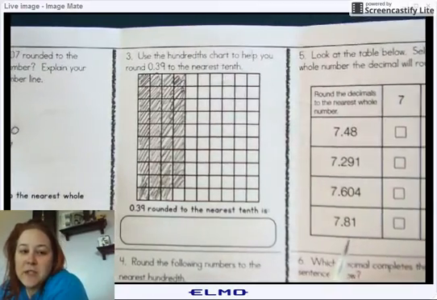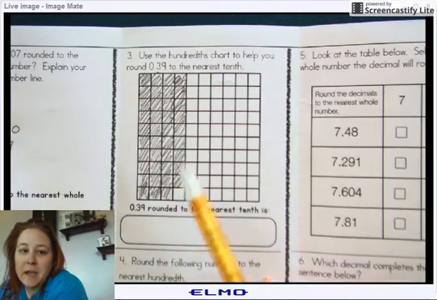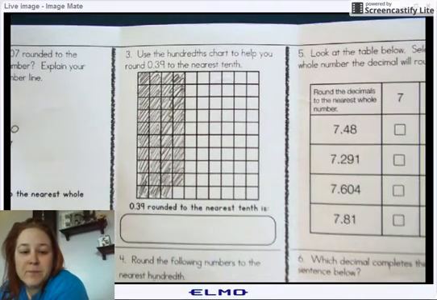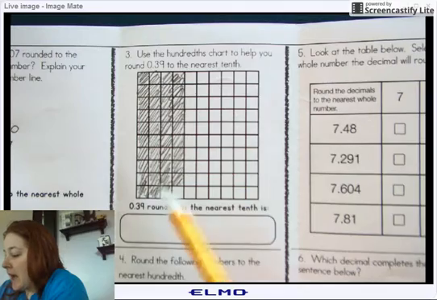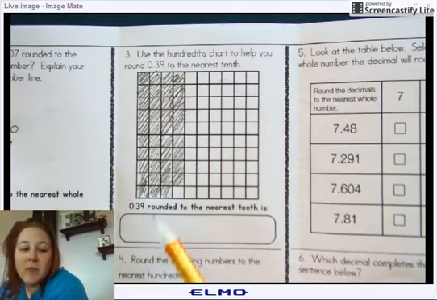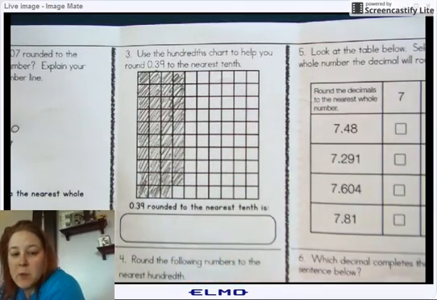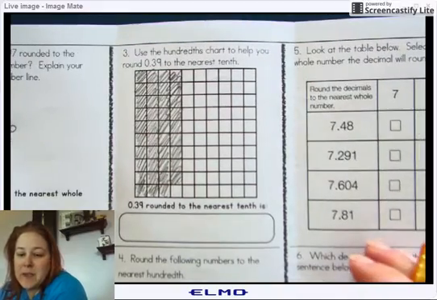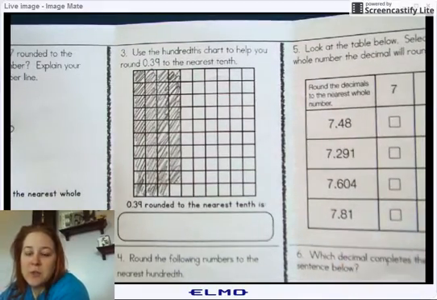This is what it should look like after 0.39 is shaded in. So looking at this, the nearest tenth would be a 1 whole column. So what would you round that to? Take a moment and choose the best answer.